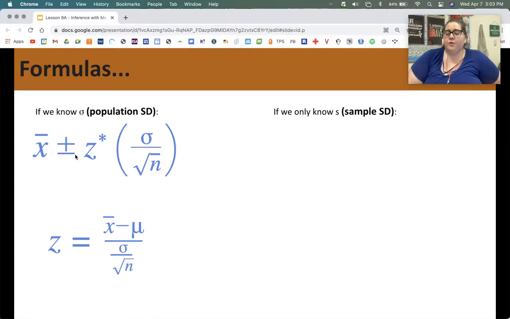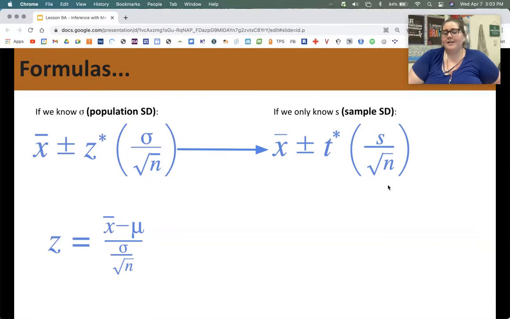So what changes in this formula, right? X bar is still X bar, but now my Z star changes to T star because we're using a t-distribution. And then, of course, instead of the population standard deviation, I'm using the sample standard deviation. So my actual formula looks a little like this. Pretty much the same formula. We're just making those small changes based on the information that I have. If you remember from class, we talked about how we find that T star using the T table. I also talked about how to find it using a calculator. And then the rest of this information would be given to us.